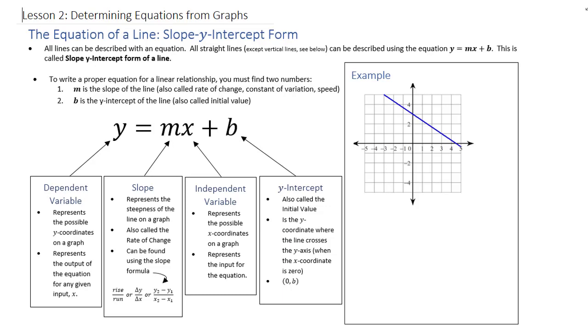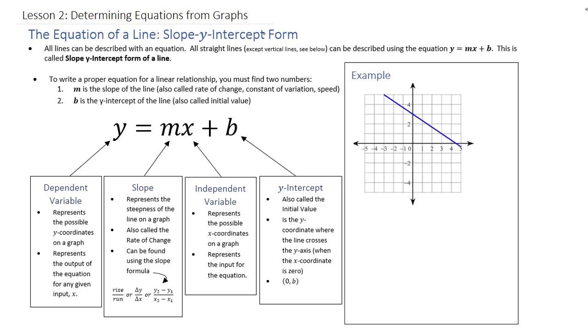In lesson 2, we're going to determine the equation of a line in slope y-intercept form. Now we've done this before in our previous unit, so a lot of this should be review, but maybe there's some new little concepts. So if you recall, we use y equals mx plus b for the equation of any straight line, with the exception of our horizontal and vertical lines, which we'll talk about at the end.